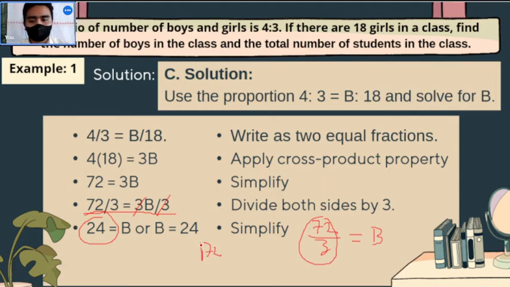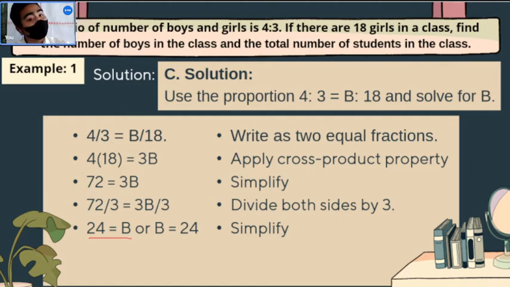72 divided by 3. How many 3s do you have in 7? You have 2. 2 times 3, the answer is 6. Bring down 1 and 2. So how many 3s do you have in 12? You have only 4. So therefore, you have 24. It is 24 is equal to b, or we could just say b is equal to 24.